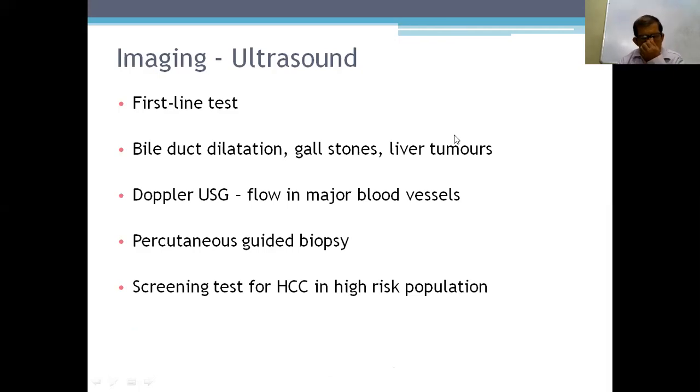So now let us go to the other investigations after liver function tests. One is ultrasound. As mentioned here, it is the first line test. For any problem, whenever you suspect hepatomegaly, but unlike the spleen, the liver is usually palpable unless the enlargement is upwards. Do you know any disease where the liver enlargement is upwards?